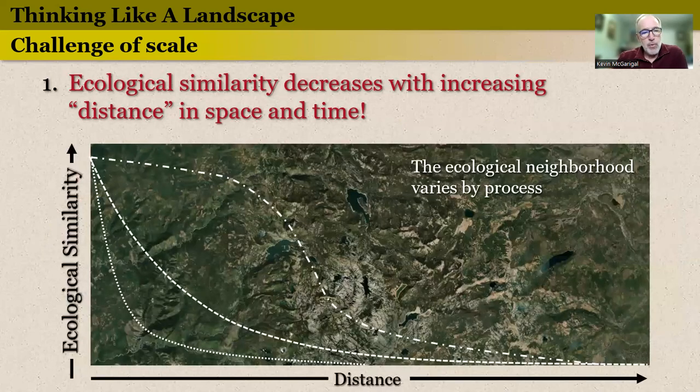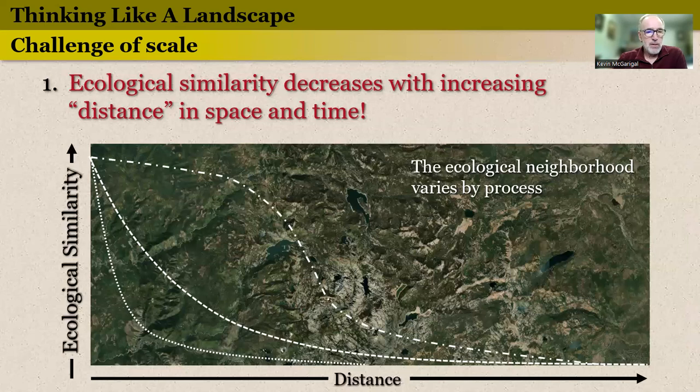Think about this example where we take an aerial image of a landscape, in this case in the high Sierras of Northern California, and consider a transect across this landscape as we move from west to east. And think about the ecological similarity between locations as one moves farther and farther apart along this transect. And invariably, as one moves farther and farther away, the ecological similarity will decrease. And again, this holds true regardless of the ecological attribute.